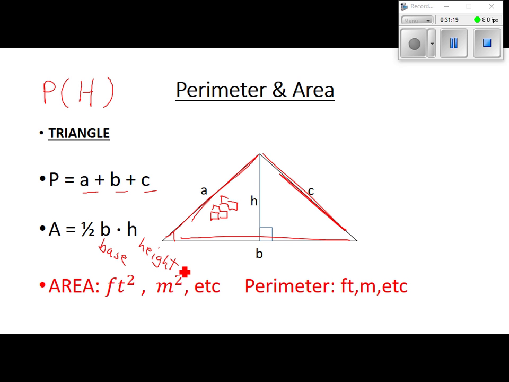Just because it's the bottom of a shape, does that mean it's the base? No. What if I drew this triangle? Same triangle, but I drew this. Is this the base? No, the base now would be there, right? So you don't think base always means bottom.